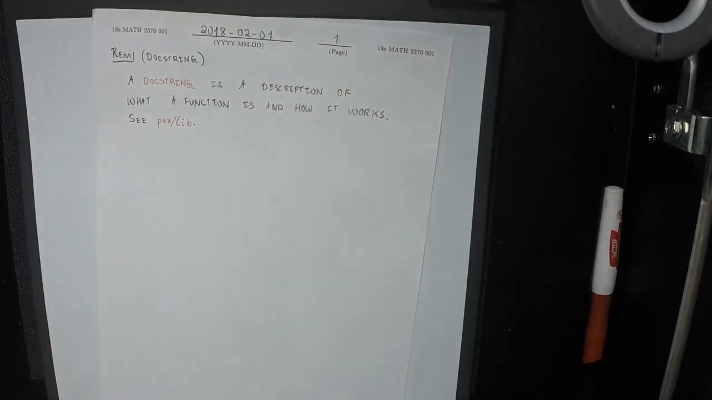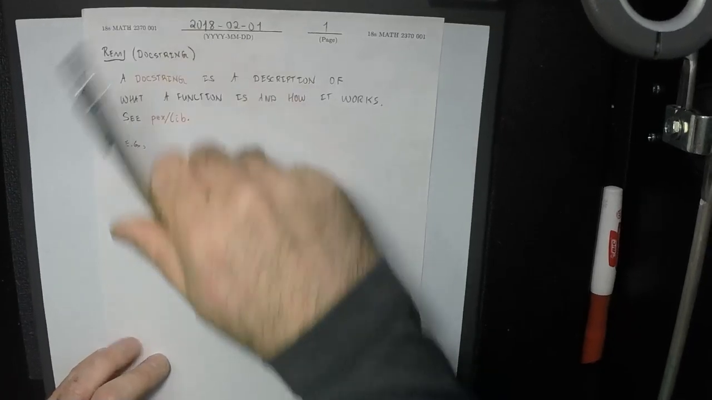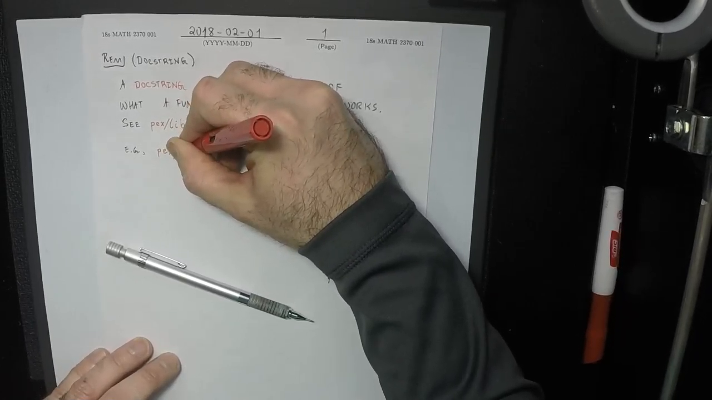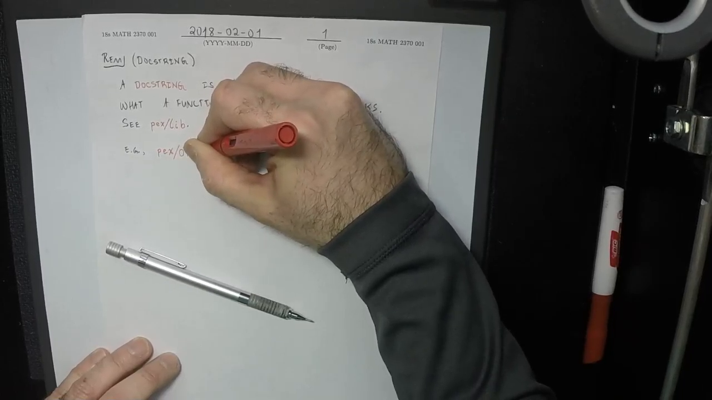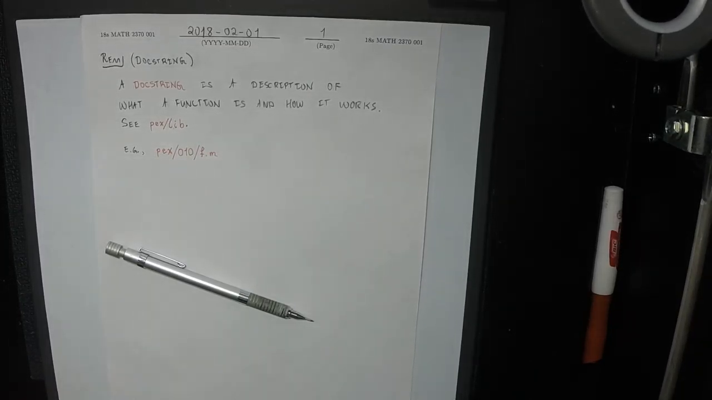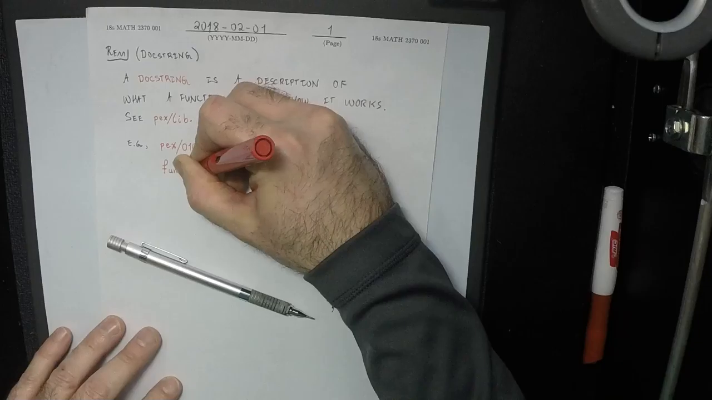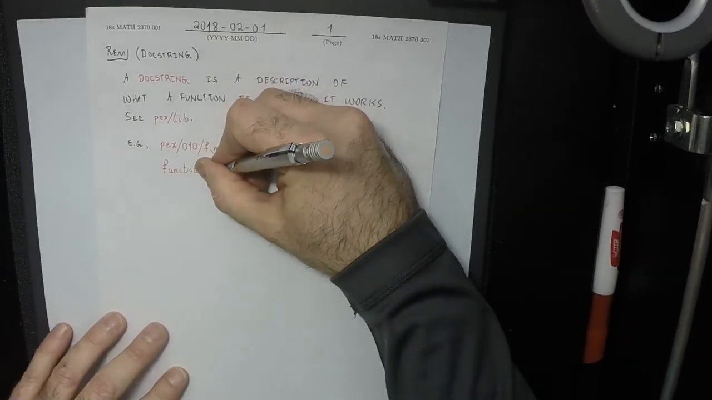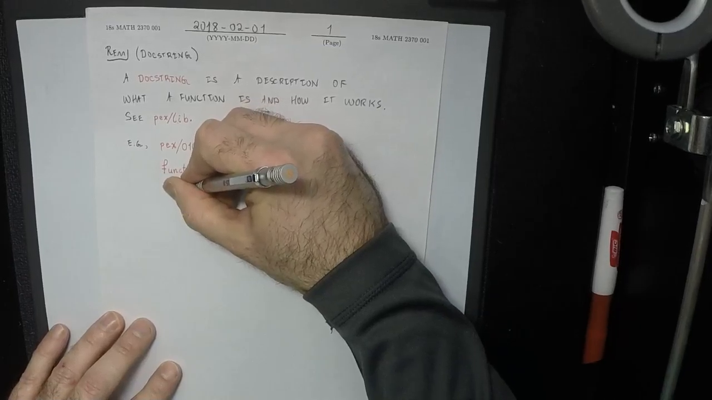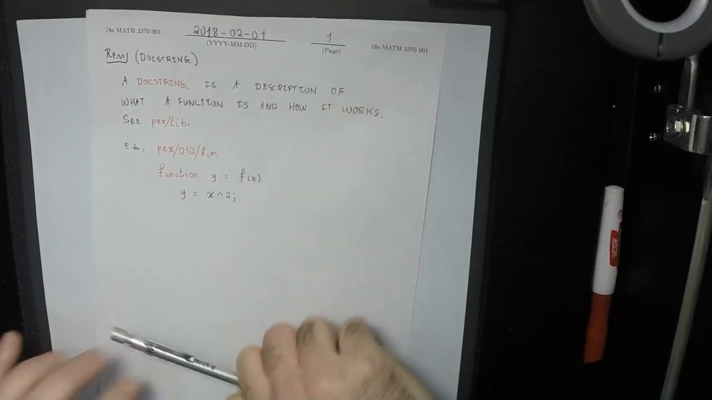So, for example, I think it was PEX 010. There was a file named f.m where you had to implement that function. So some of you submitted something that looked like this. function y = f(x), and then the definition of the function was y = x^2, and then end.